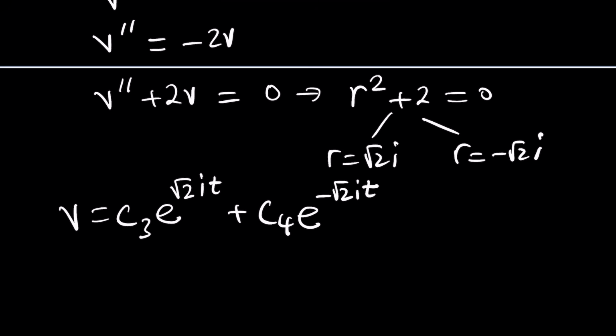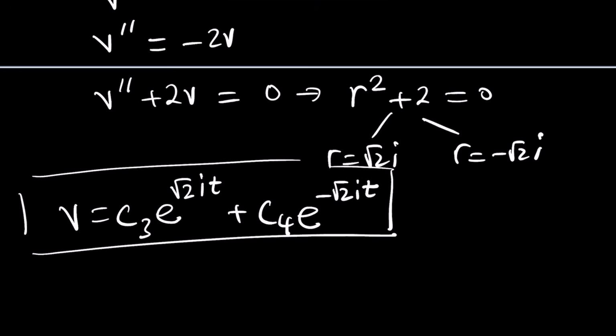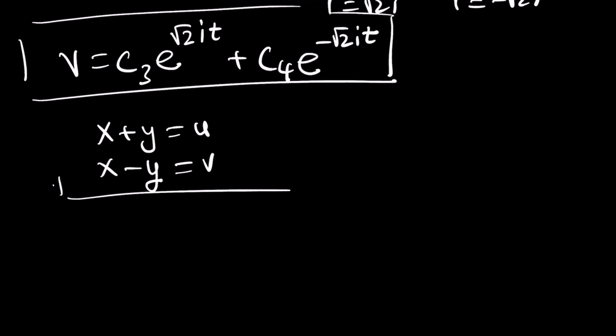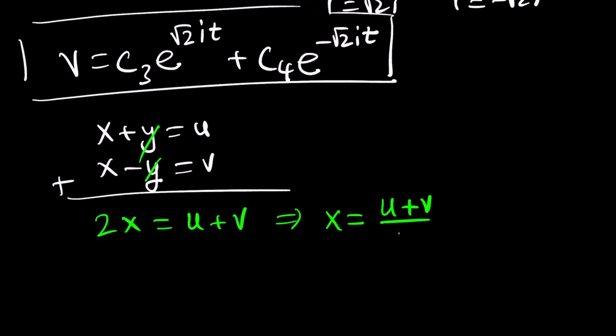Since this is homogeneous, this will be the whole thing. Now we got v and u, and how can we solve for x and y from here? If you consider the fact that x plus y is equal to u, and x minus y is equal to v, here's what we can do. We can add these two equations. That gives us 2x equals u plus v, and from here we can extract or recover x as u plus v divided by 2.